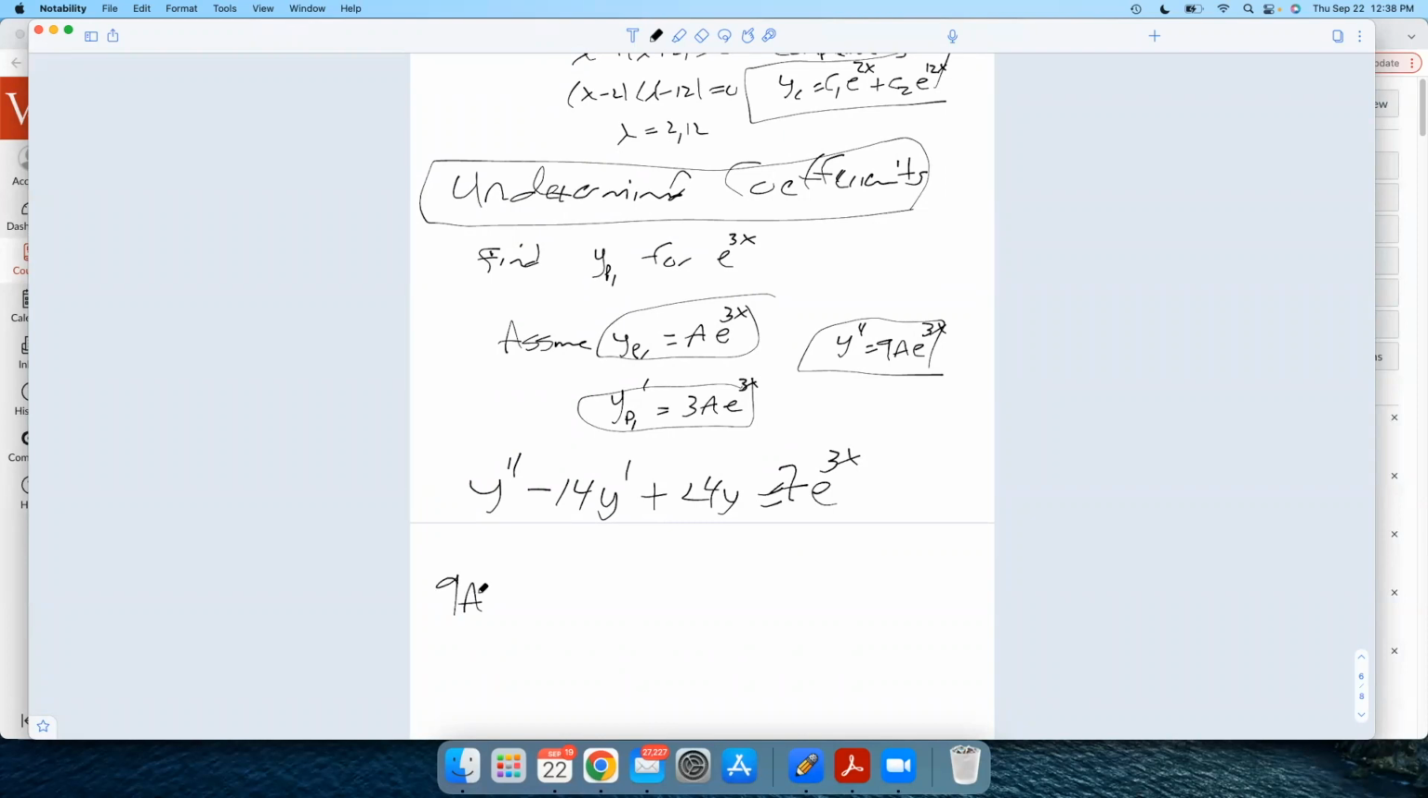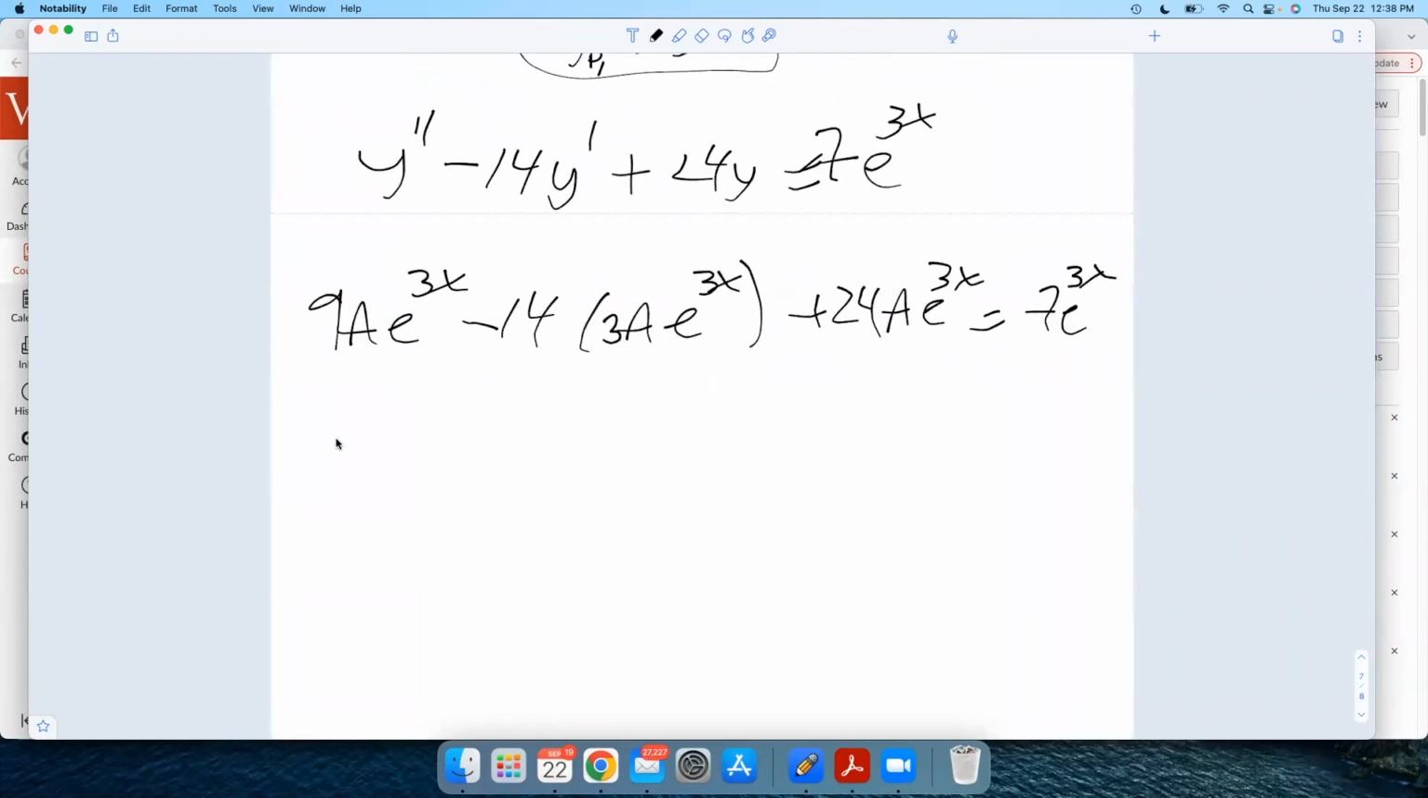Y double prime, 9a e to the 3x, minus 14 times y prime, and that was 3a e to the 3x, plus 24 times the original, a e to the 3x, is supposed to equal 7 e to the 3x. So literally just adding like terms here, I'm going to get 9, 14 times 3, let's see, it'd be 28, 38, 42. So minus 42 plus 24, times a e to the 3x should equal 7 e to the 3x.